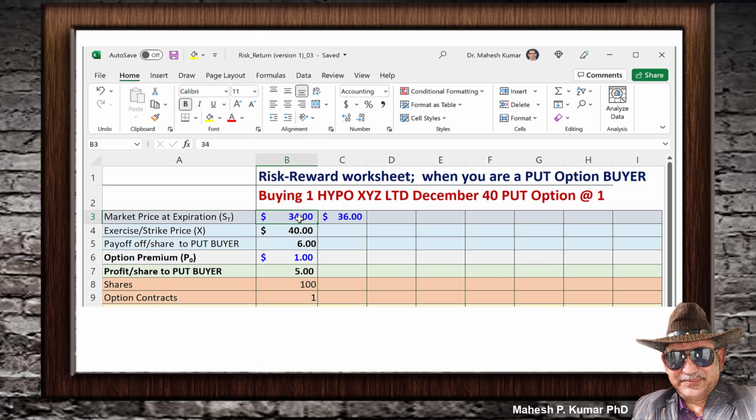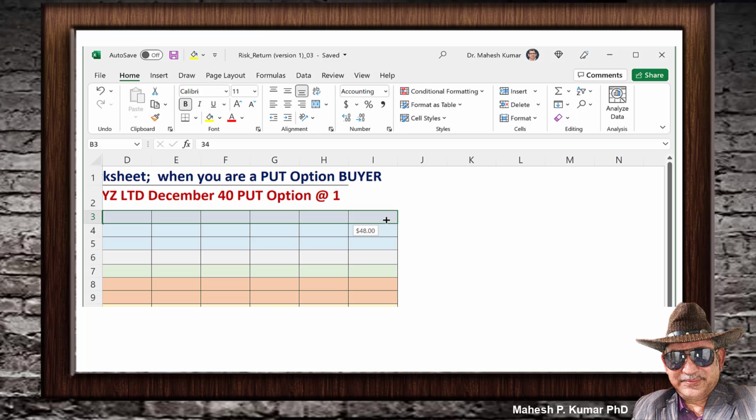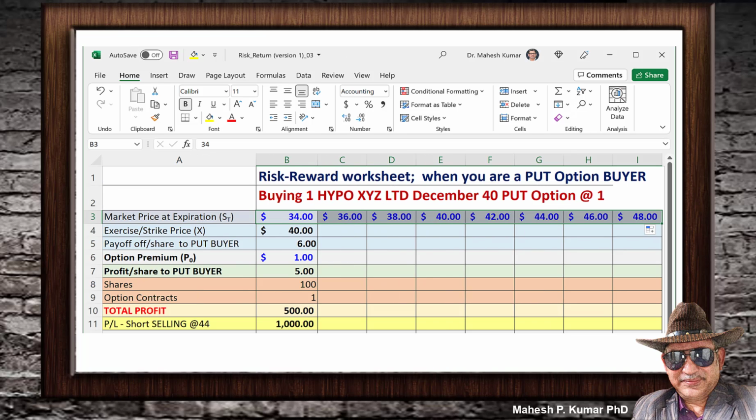Okay, let us go into the worksheet and do these calculations. The market price is 34, 36, and let us increase the range of variation. We are taking it from 34 to 48 in increments of 2.